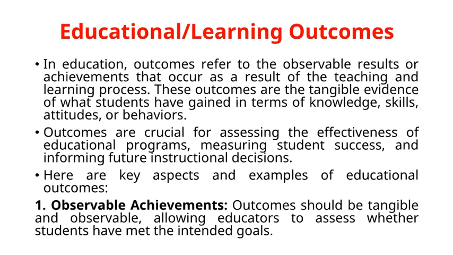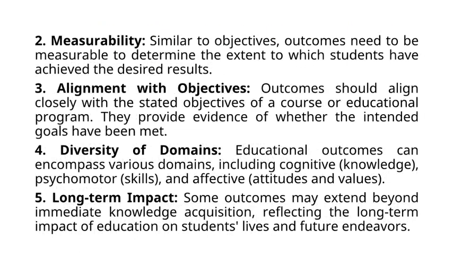1. Observable achievements. Outcomes should be tangible and observable, allowing educators to assess whether students have met the intended goals. 2. Measurability. Similar to objectives, outcomes need to be measurable to determine the extent to which students have achieved the desired results. 3. Alignment with objectives. Outcomes should align closely with the stated objectives of a course or educational program. They provide evidence of whether the intended goals have been met.